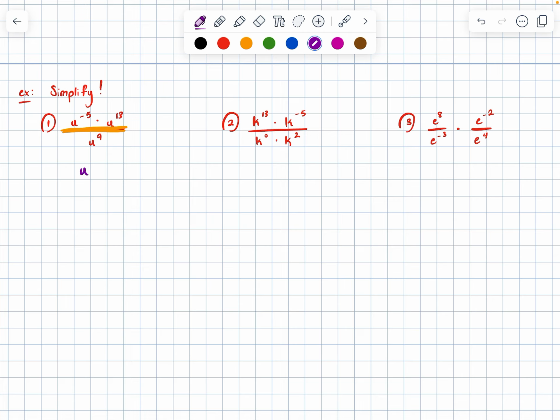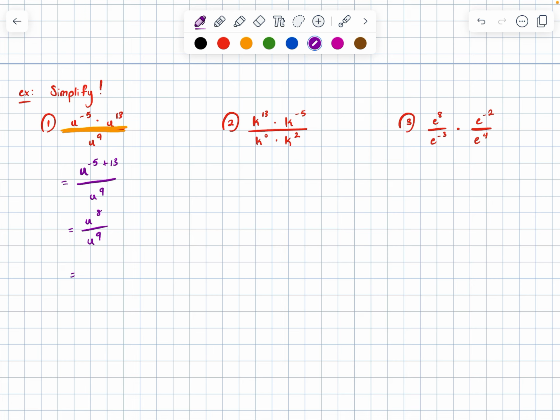When I multiply two things with the same base, you may remember that their exponents add. So this becomes u to the power of negative 5 plus 13 over that u to the 9th. Well, u to the power of negative 5 plus 13, negative 5 plus 13 is 8. So this is u to the 8th over u to the 9th.